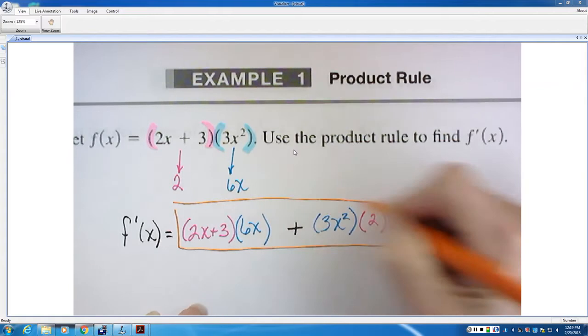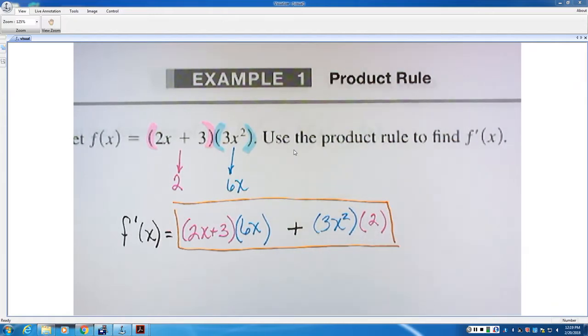This is the critical first step. You've got to be able to employ the rule. That's what the rule says to do. It says take factor 1 and multiply it times the derivative of factor 2, and then add factor 2 times the derivative of factor 1. So everything that I do after this is just algebra.